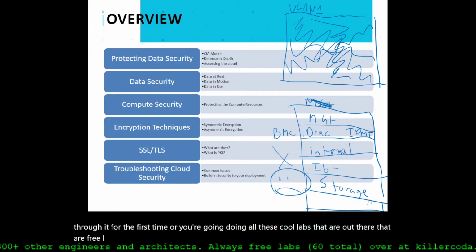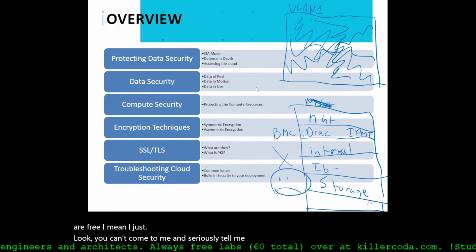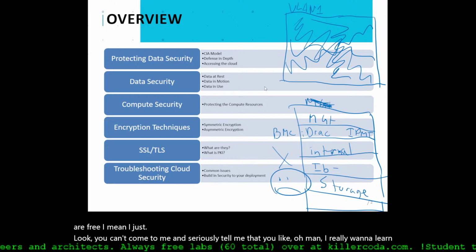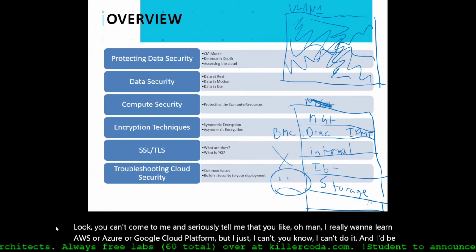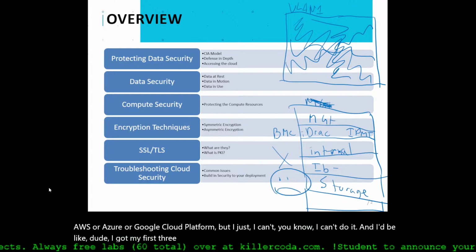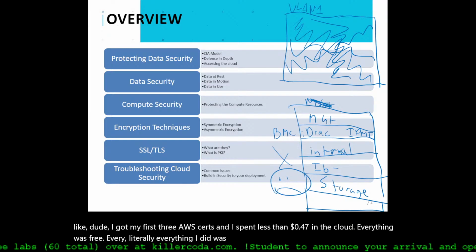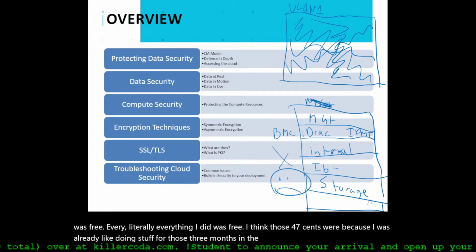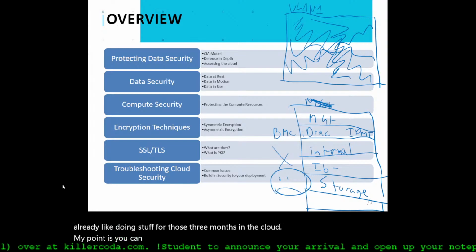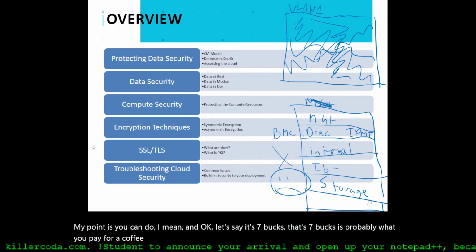I mean, I just look. You can't come to me and seriously tell me that you really want to learn AWS or Azure or Google Cloud Platform, but you can't do it. And I'd be like, dude, I got my first 3 AWS certs and I spent less than 47 cents in the cloud. Everything was free. Literally everything I did was free. I think those 47 cents were because I was already doing stuff for those 3 months in the cloud. My point is, you can do this. And okay, let's say it's $7. That $7 is probably what you pay for a coffee nowadays, right? You can do this stuff.